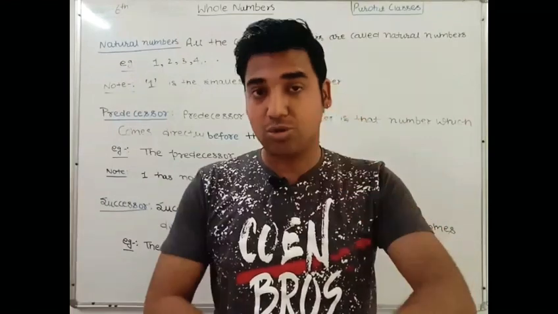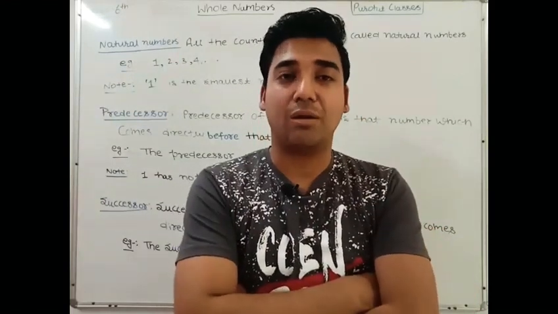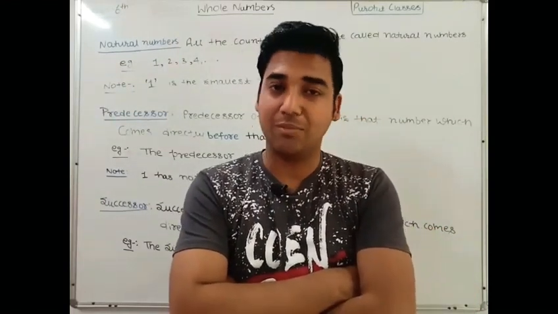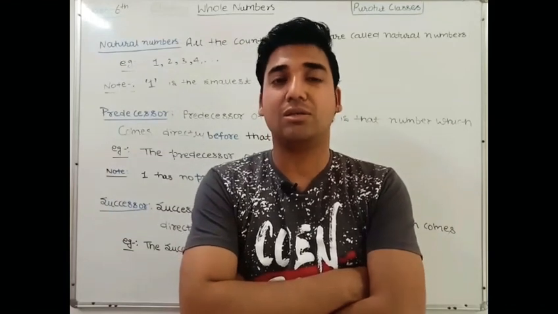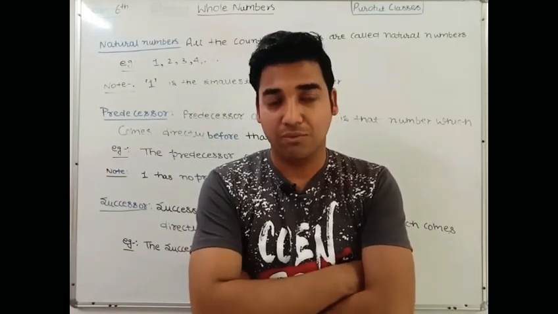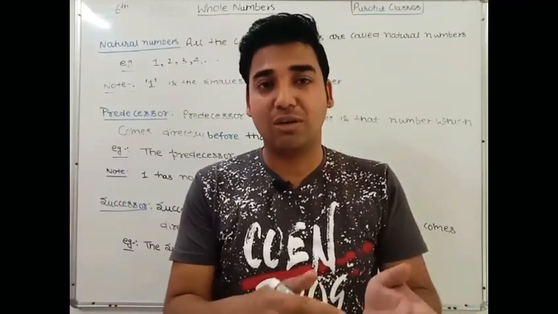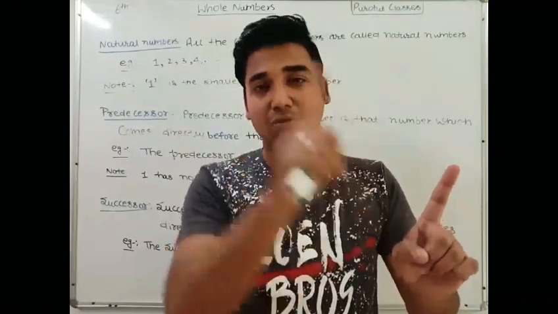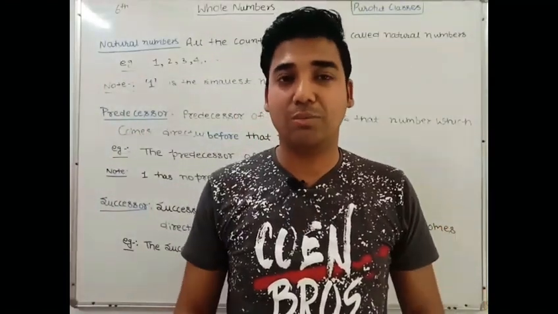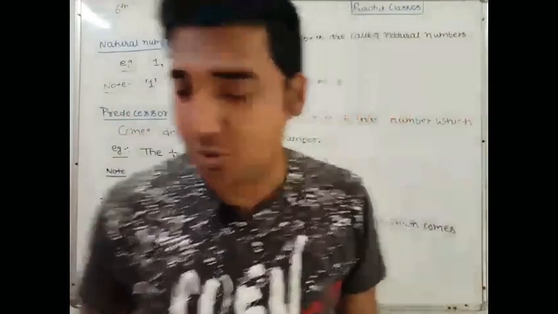Okay, let me ask you some questions. What is the predecessor of 9? Very good, the answer is 9 minus 1, that is equal to 8. What is the successor of 21? Very good, that will be 22. How? To find the successor of 21, we add 1 to 21, that becomes 22, and 22 will be the successor. Okay, so pause the video and note it down.